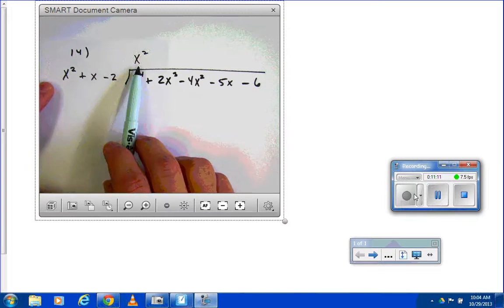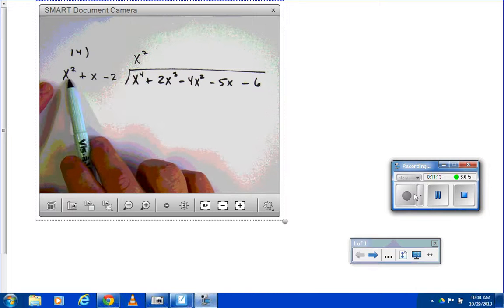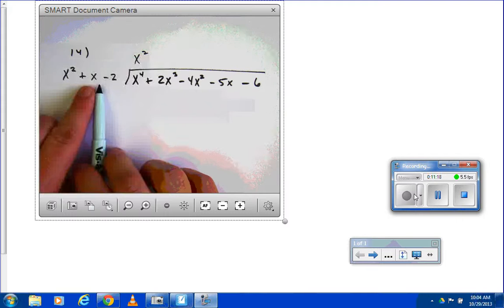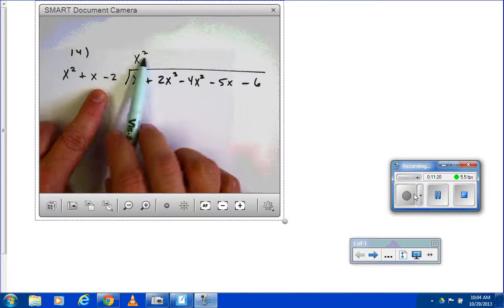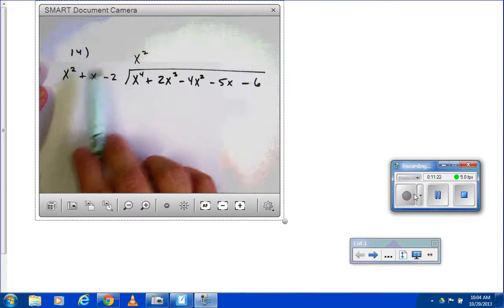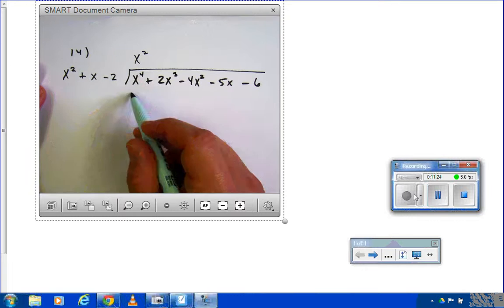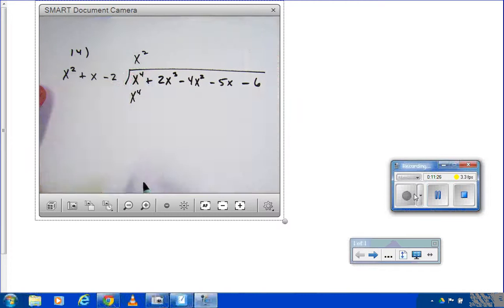All right, so now we're going to multiply x squared times x squared, but not only that, we're going to have to multiply x squared by x and by negative 2, so you have to distribute it. So I'm going to say x squared times x squared, it's x to the 4th, and we're going to write it right here. All right, now let's keep multiplying.